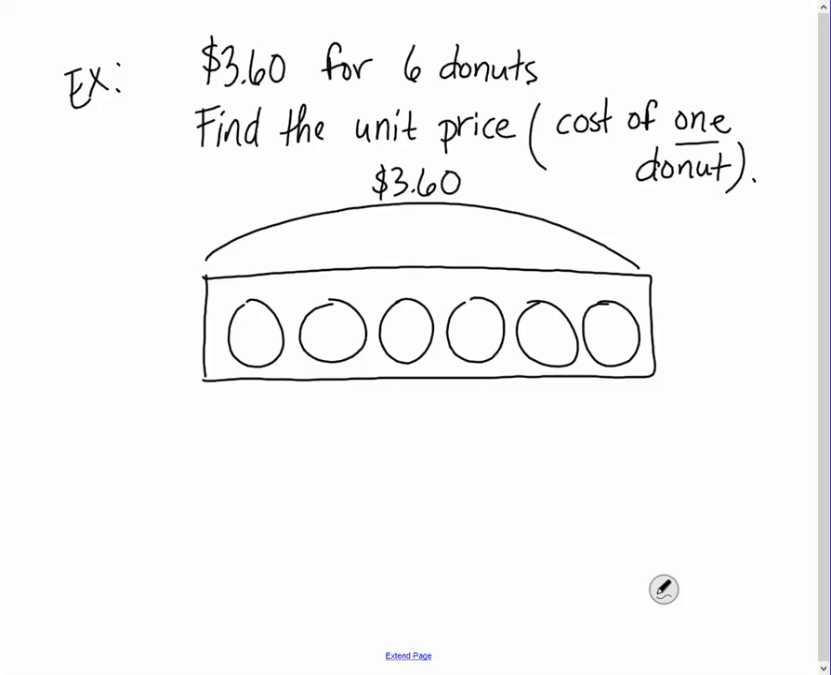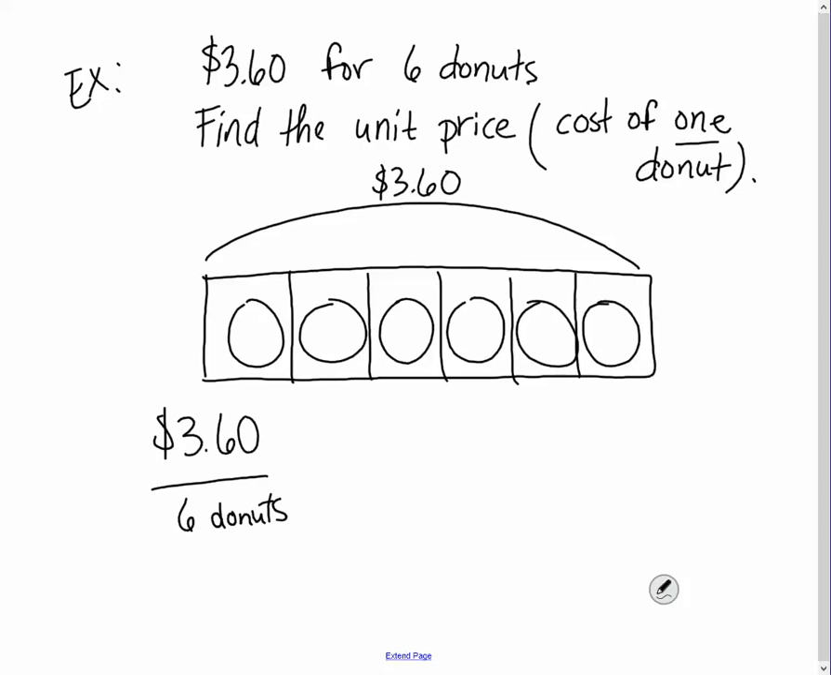We're going to use division. I hope you wore your glasses because it helps with division. All right, so we are moving on. We're going to take $3.60. And we're going to get fancy with this now that we're in 6th grade. We're going to put it over 6 donuts. We're going to divide just like Isabella told us to.